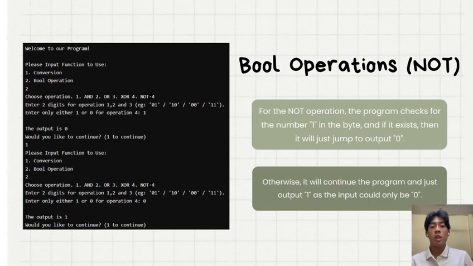Next, we'll be looking at the Boolean operation for the NOT operation. According to the NOT truth table, when 1 is entered, 0 should be the output, and when 0 is entered, 1 should be the output. So, for the NOT operation, in this calculator, the program checks for the number 1 in the byte, and if it exists, then it will just jump to output 0. Otherwise, it will only continue the program and just output 1, as the input could only be 0.